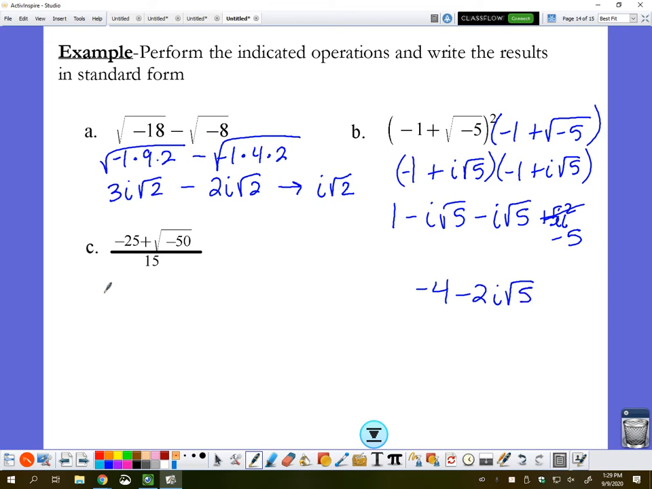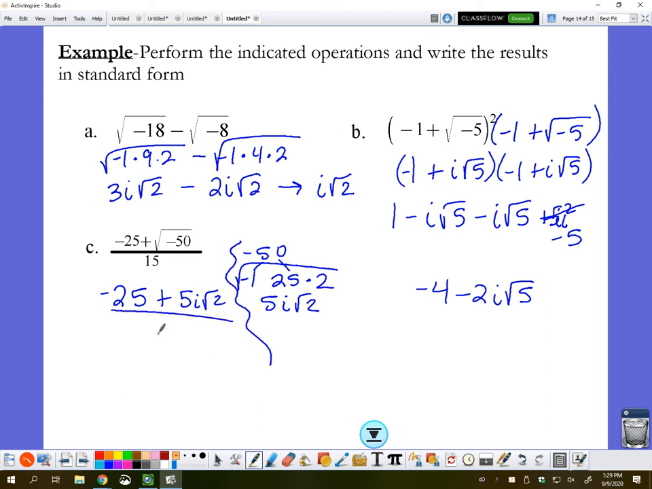Alright, so for this last one, we're going to rewrite it as negative 25 plus. For this negative 50, remember you can do negative 1 times 25 times 2. So you get 5i root 2. And then all three of these numbers are divisible by 5. So if you divide through by 5, it looks like that.